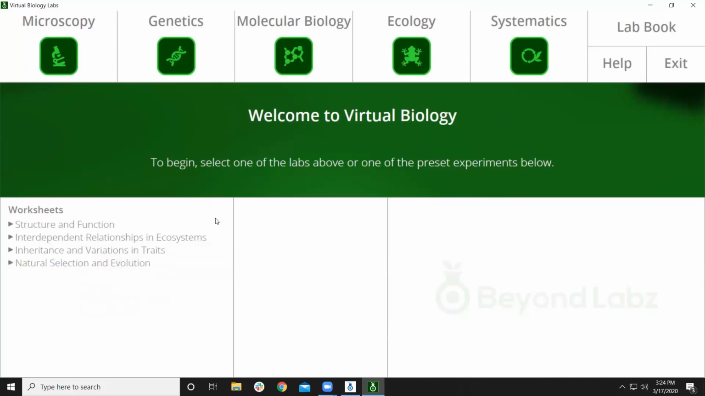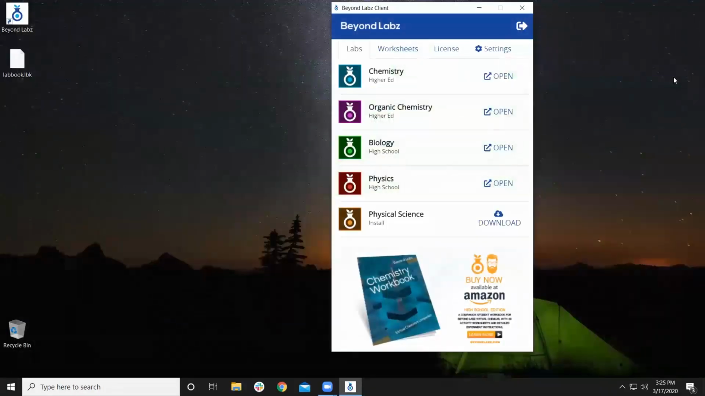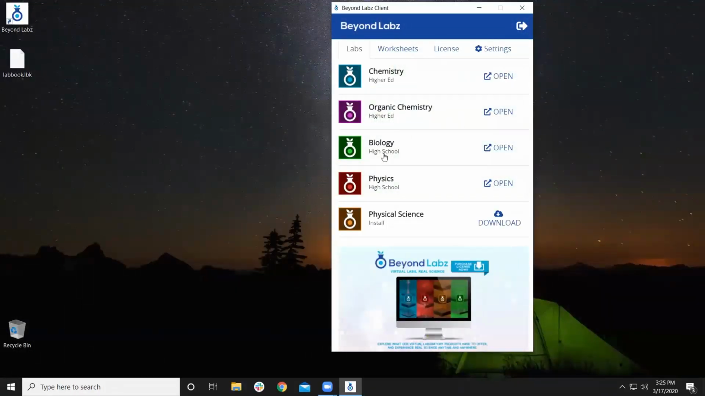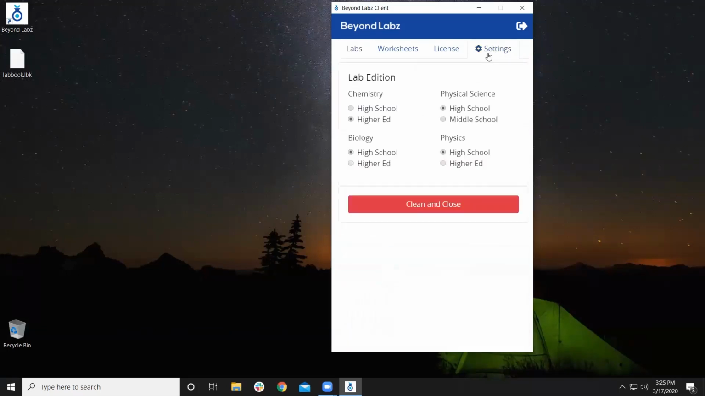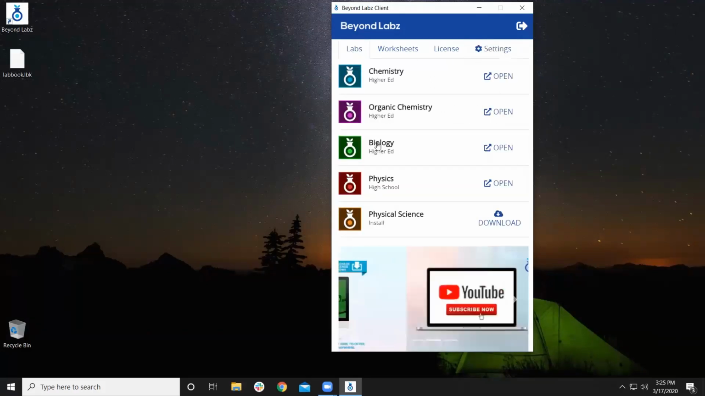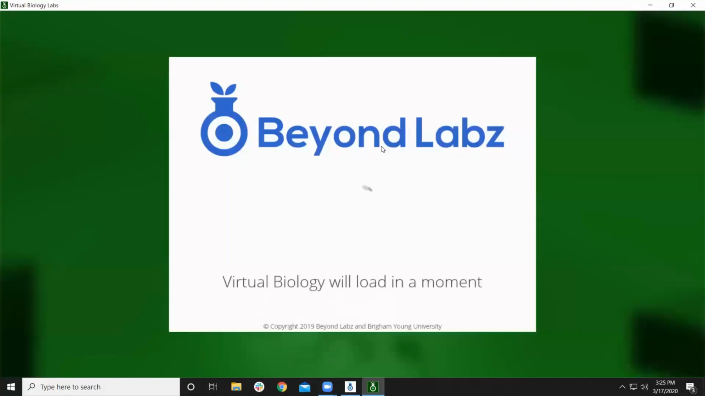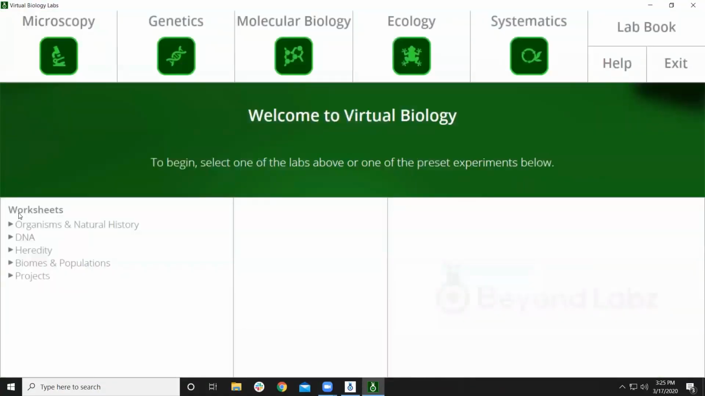So I've noticed here that this is the high school version. I'm going to kind of show you. See here it says high school. I'm just going to show you how it works. I'd come over here and just say, I want the higher ed version. Come back to Labs. It says higher ed. I'm going to start it. And the labs don't change. What happens is the titles that go with the worksheets and the presets change, so they match the different levels that go on here.